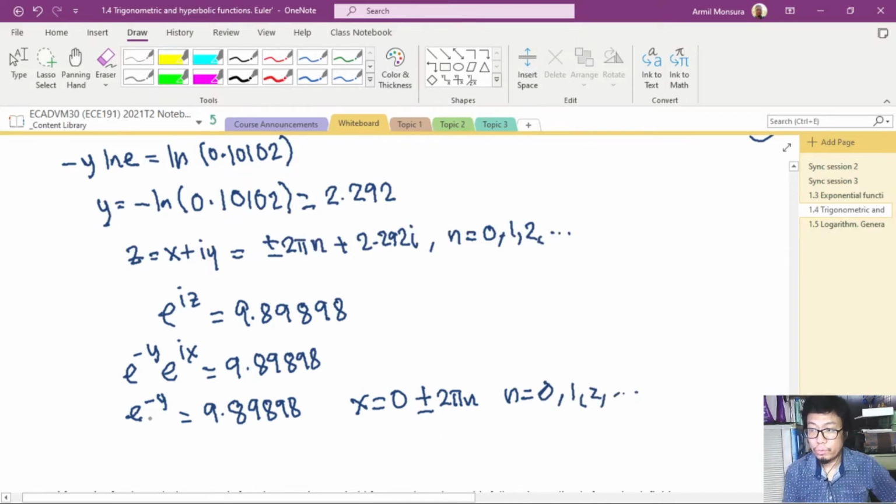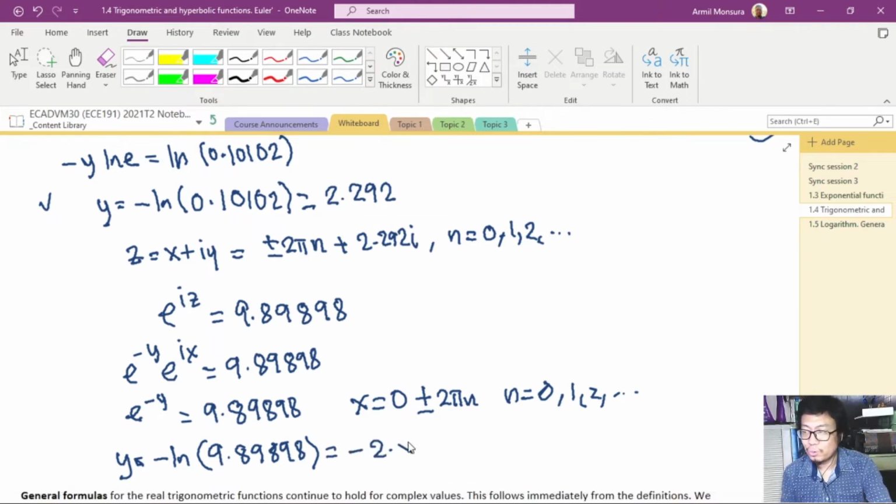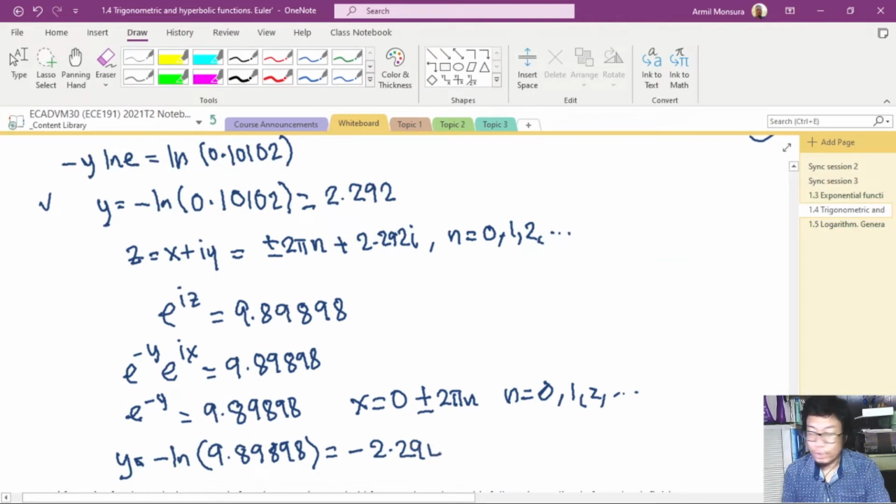Now, we need to solve for y here, which can be solved by computing the negative of the natural logarithm of 9.89898, which formula was obtained from the previous solution. This gives you negative 2.292, which is basically the negative counterpart of this number.